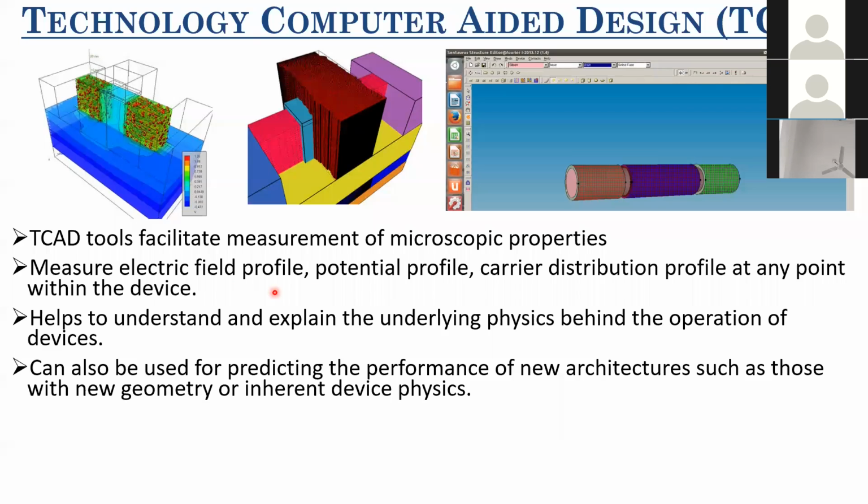Not only this, it can also be used for predicting the performance of new architectures, such as those with new geometry or new inherent device physics. For instance, let's say we have a MOSFET, but now the MOSFET doesn't work, or I would say Moore's law saturates after scaling your devices beyond 7 nanometer or 5 nanometer or 3 nanometer technology nodes. So we have to come up with new architectures. Earlier we used to have planar MOSFETs, above 14 nanometer technology nodes. Beyond that, we came up with FinFETs. Till 7 nanometers, even FinFETs were working fine.